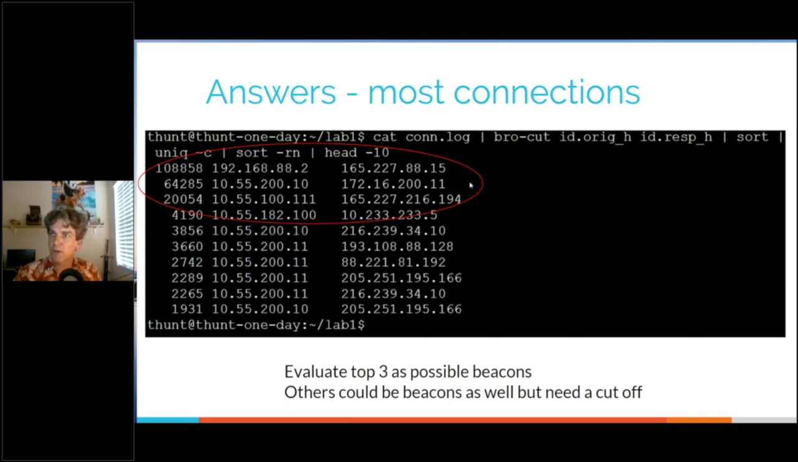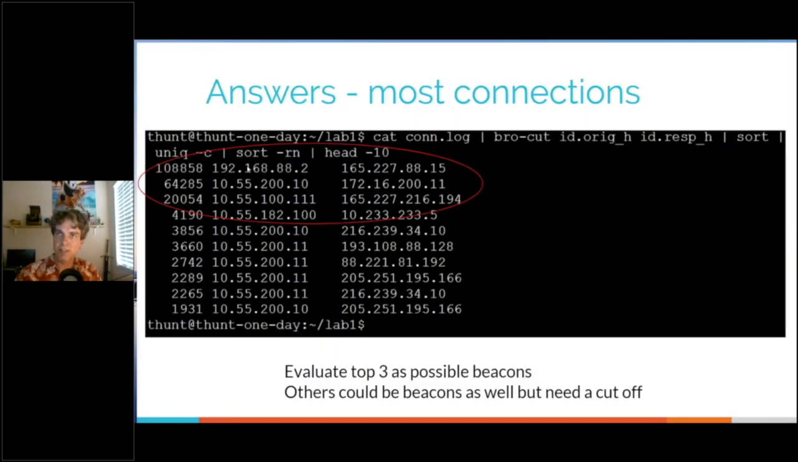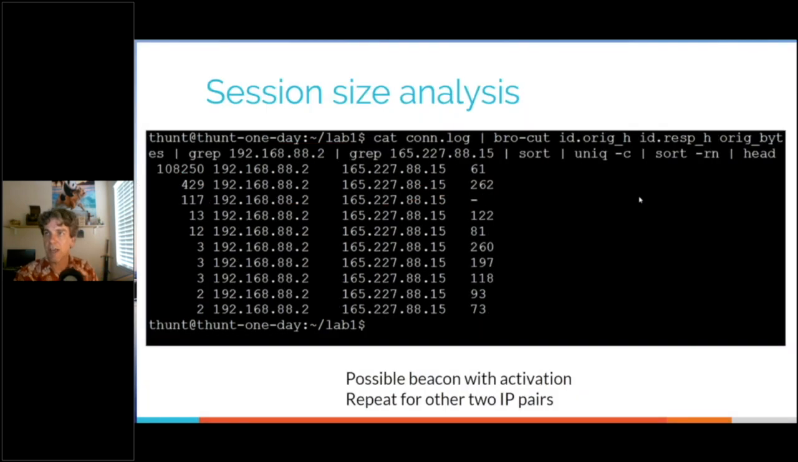But let's talk about that first one. So let's say we look at this first one and we say, okay, that might be a beacon. I want to do a little bit more analysis on it. What's that analysis? Well, notice what I've done here. I'm still in the con log. I'm using bro-cut, source IP, destination IP, the original bytes. This is how many bytes of data was sent by the internal IP address to that external IP address. And then I'm using grep to only look at my top number of communication sessions here. So I'm focusing in just on that one.